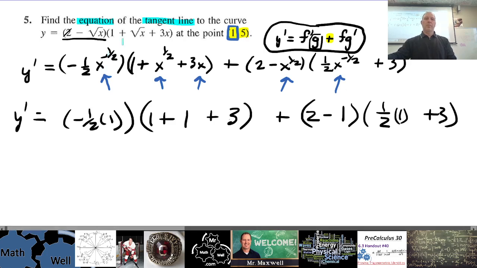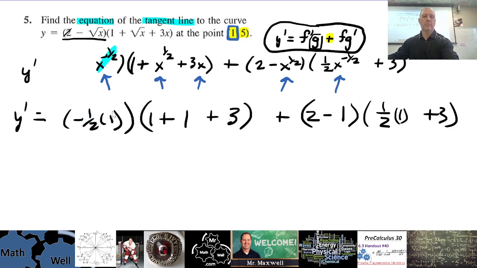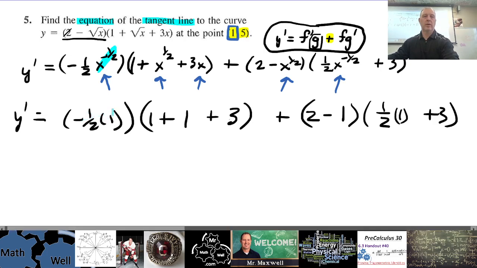So I'm going to pause here, and I want to make sure that you understand that these turn into these when I have 1 there. Is everyone okay with that substitution? So the square root of 1 is 1. 1 over the square root of 1 is 1.